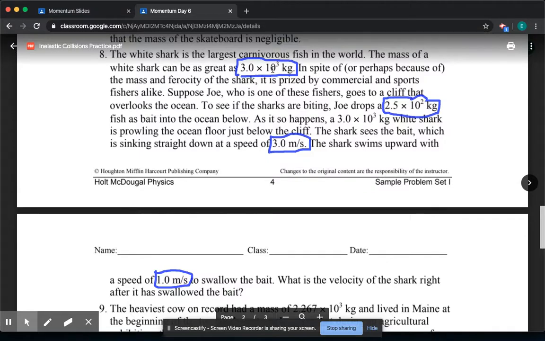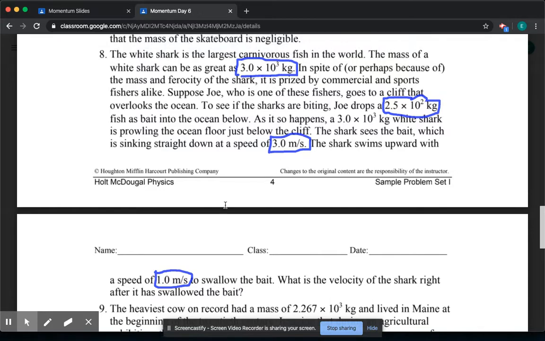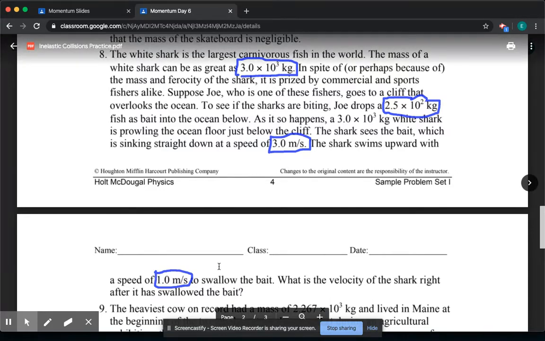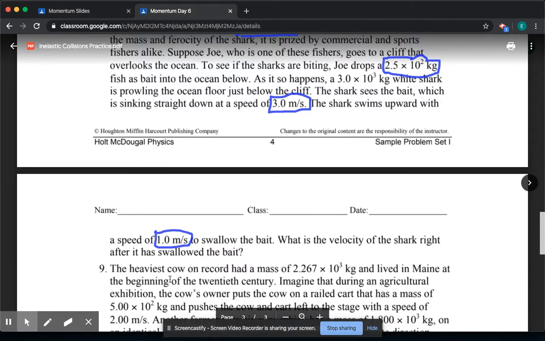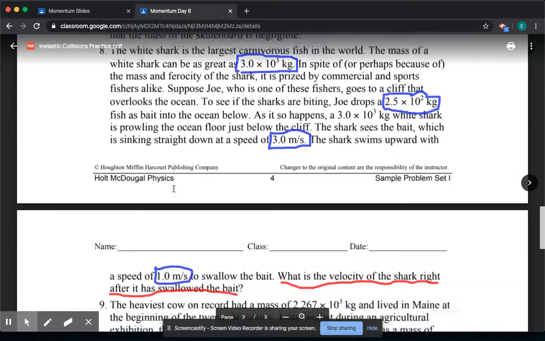So we have the mass of the shark. We have the mass of the bait. We have the velocity of the bait. And we have the velocity of the shark. And what are we being asked to find? I always tell you guys, what is your final destination? We are looking for the velocity of the shark after it swallowed the bait. All right, so now let's organize this information.